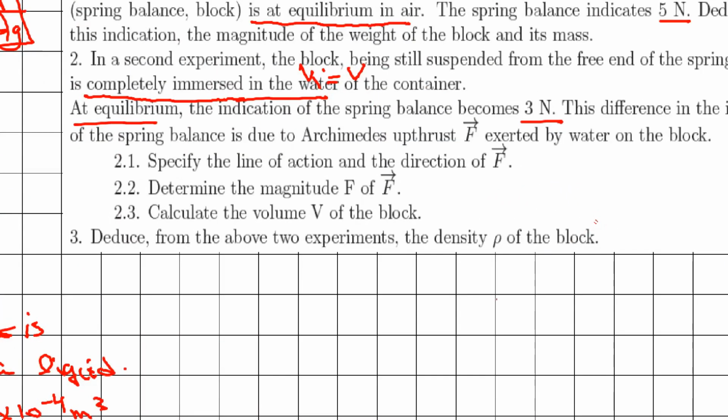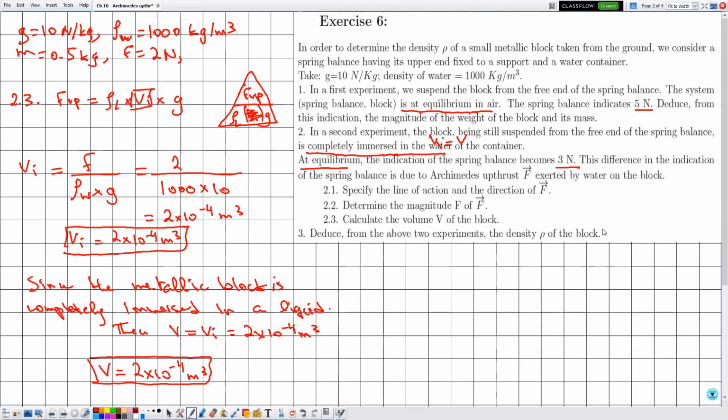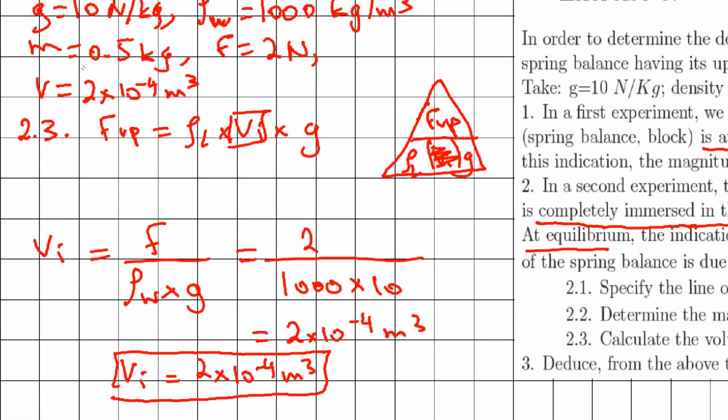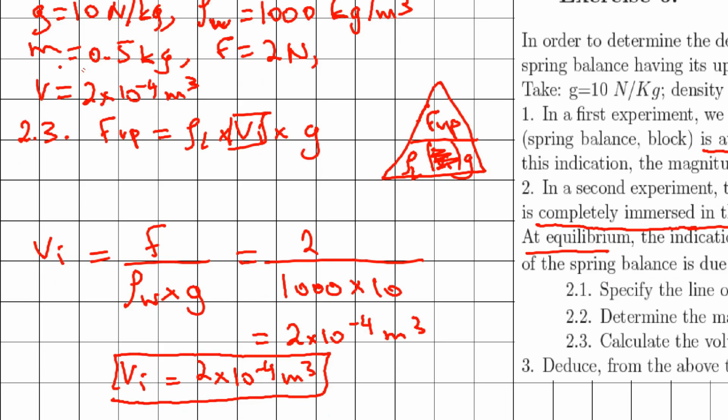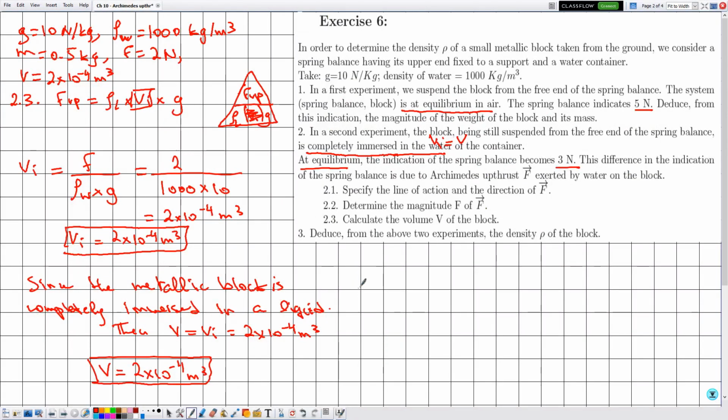Now number 3, deduce from the above two experiments the density rho of the block. From these two experiments, let me write here that the volume of the block is 2 times 10 to the power minus 4 meter cube. So what we have determined is that from the first experiment we determined the mass, and from the second experiment we determined the volume V of the block. Now we can deduce the density using its formula. Density is equal to mass divided by volume. The mass is 0.5 and the volume is 2 times 10 to the power minus 4. Plugging this fraction on the calculator, it gives us 2500.